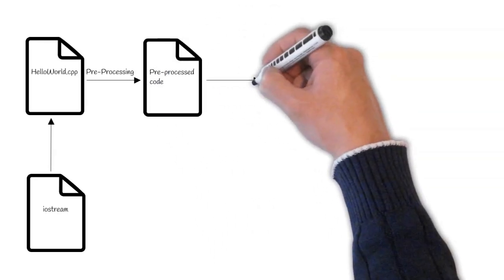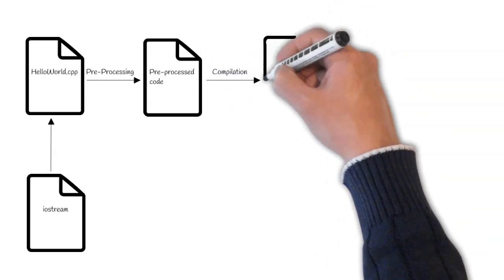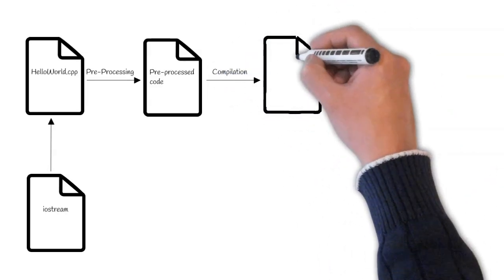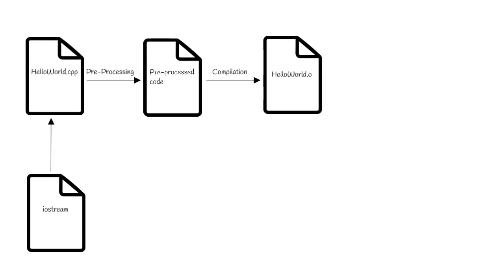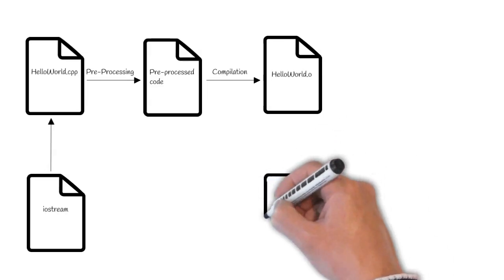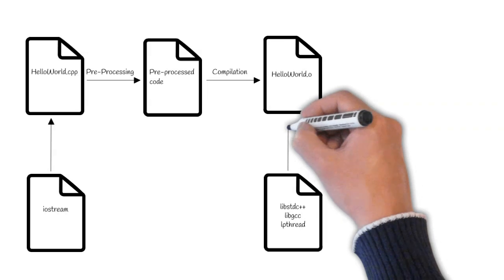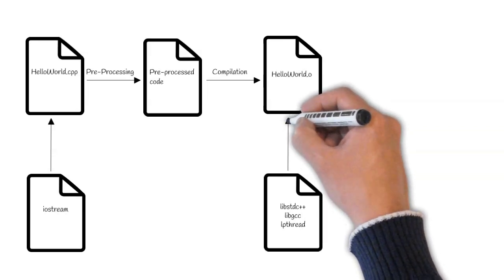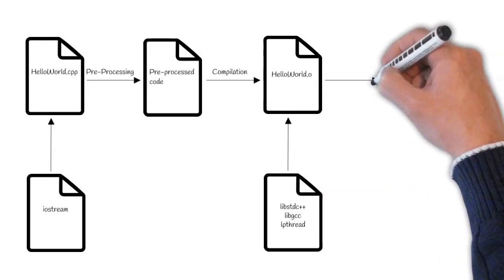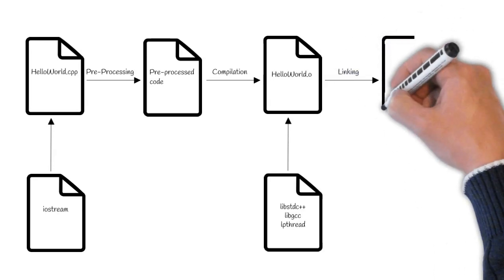The compiler converts preprocessed code to machine readable code called an object file, which has a .o extension. The object file is not an application and we cannot run it. It is missing the implementation from libraries such as GCC, the standard library, and the threading library. The linker links these libraries to the object file and creates an application.